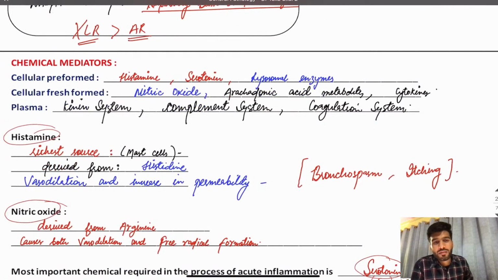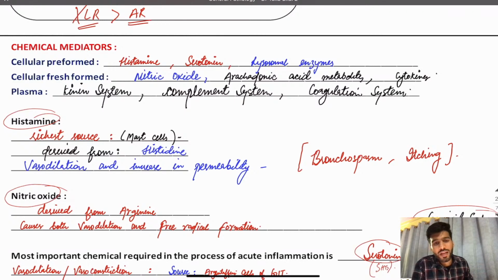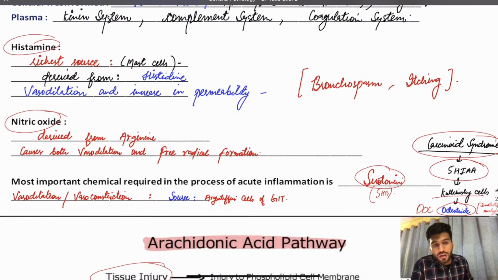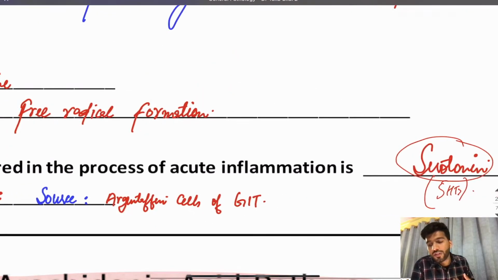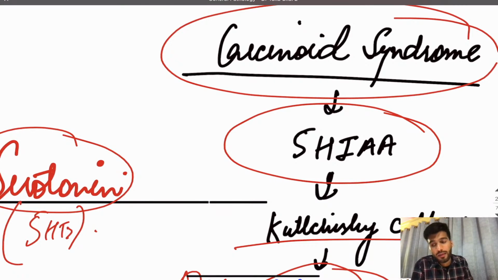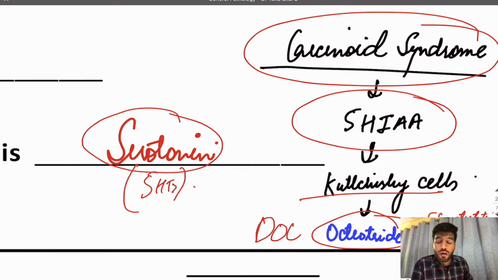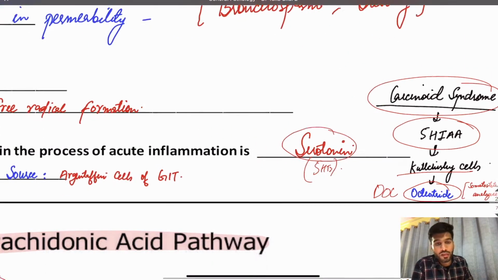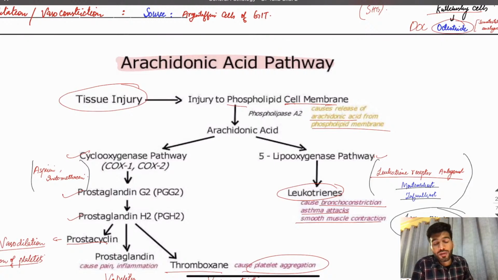Then chemical mediators, guys, histamine, which is released by the mast cells, derived from histidine, and it causes vasodilation. Then nitric oxide derived from arginine, guys, it causes vasodilation and free radical formation. Then serotonin, guys, vasodilation and vasoconstriction, both. The source is argentaffin cells of the GIT. It comes from which amino acid? Tryptophan. And the carcinoid syndrome, remember, guys, all these are the questions that I'm writing side by side. 5-hydroxyindoleacetic acid is the investigation of choice, and the drug of choice is the somatostatin analog octreotide. What is the symptom of the patient? Watery diarrhea.